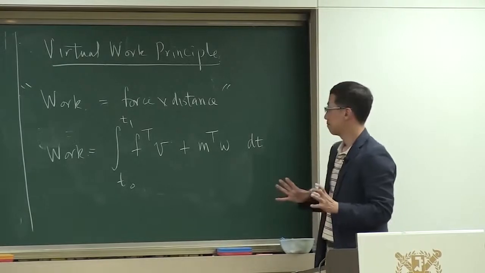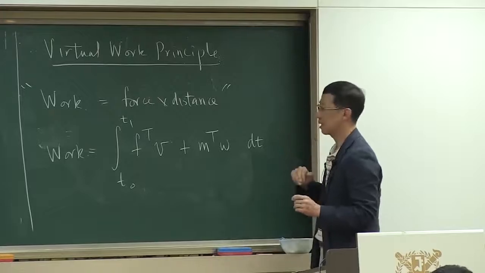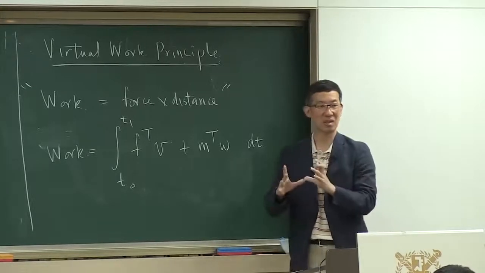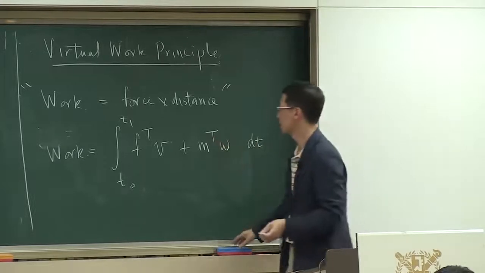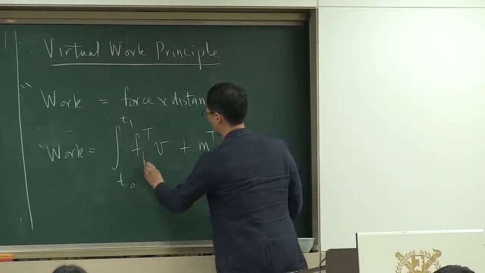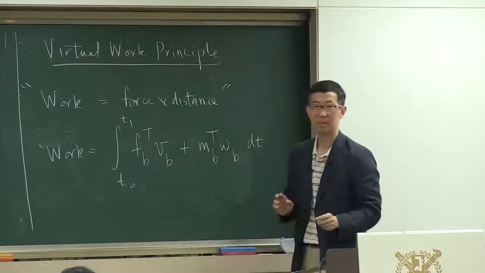That's the idea of work. Now, if you want to do calculation in terms of specific coordinates, you have to choose a coordinate frame. So you could put a B here, for example, the body frame. So let's do that.